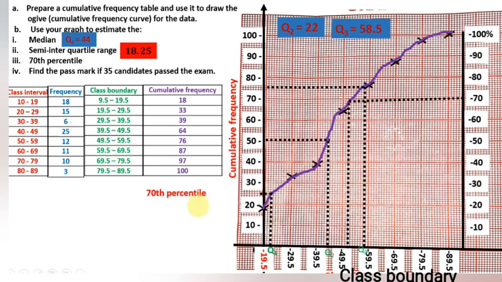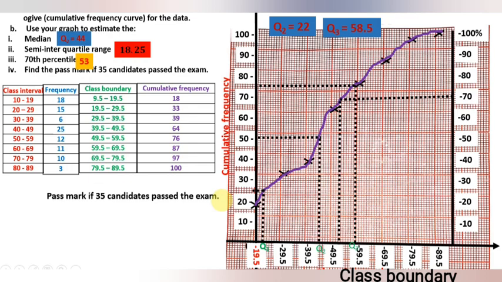Now let us read off the values from there. So we start from there. We have 1, 2, that is 50.5. We have 51.5. And 52. So the 70th percentile is equal to 53. Okay, so let's record that down.